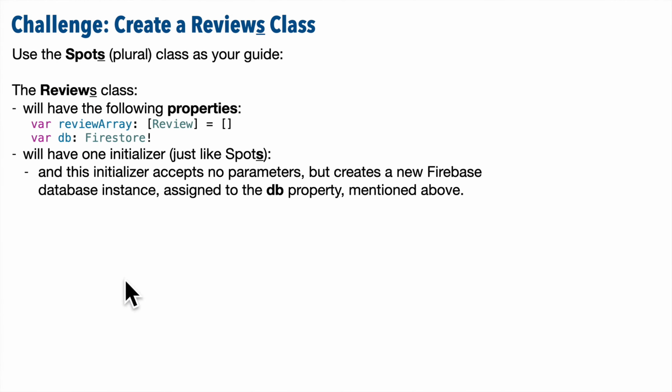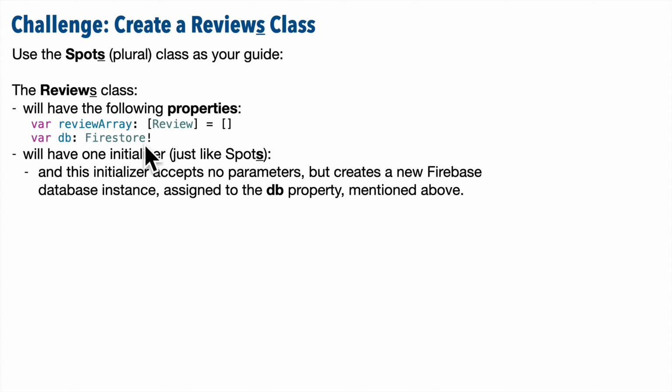You're going to create a Reviews, plural, with an S at the end, class. You can use the Spots, plural, class as your guide. The Reviews class will have the following properties: a review array, which is an array of the Review class that you just created. Initialize it as an empty array at first. And a db property, which is a type inside of the Firebase library of type Firestore.